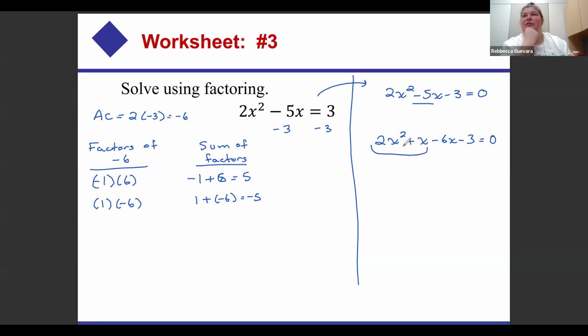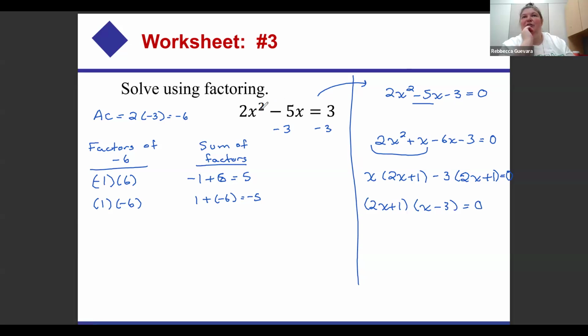Now we do our grouping. So if I group these two, I can factor out x, which is going to leave me with 2x plus 1. These ones I can factor out a negative 3, which would leave me with a positive 2x plus 1. If I factor out my 2x plus 1, then I'm just left with x minus 3.